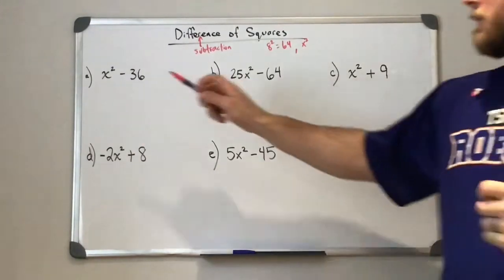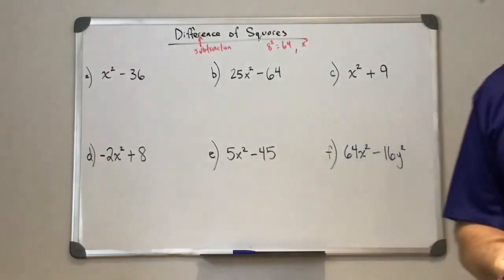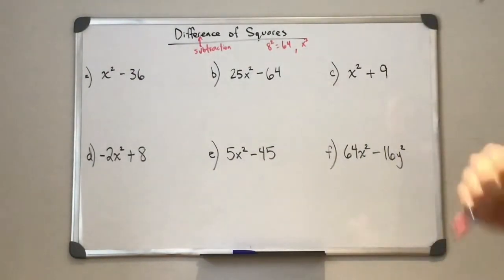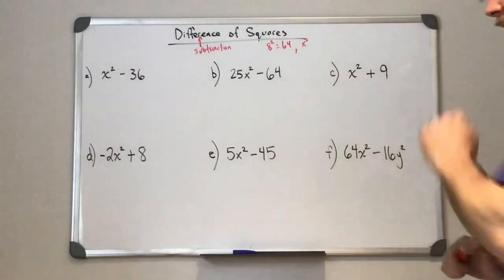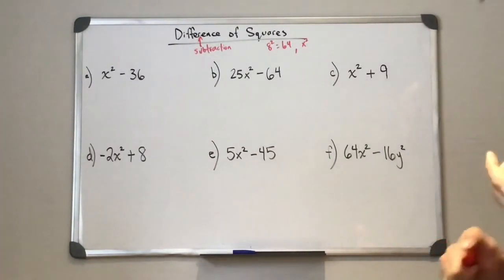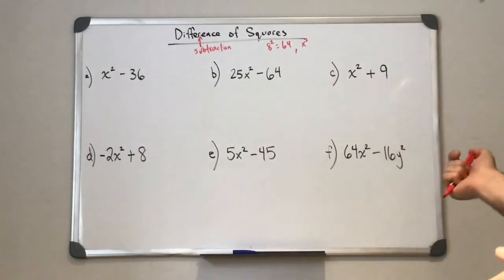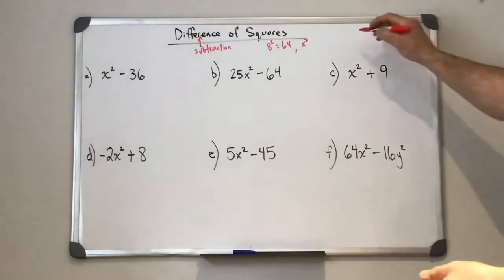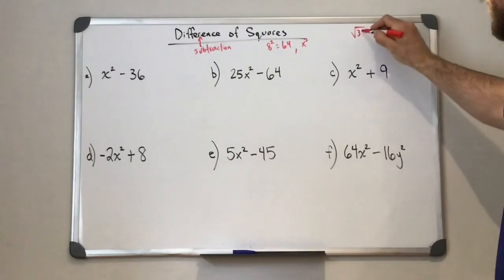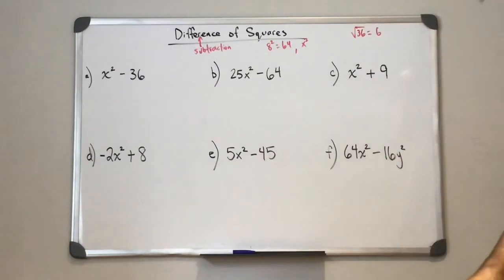So our first one, I'm going to make up a word here: square rootable. Can you square root these terms? If you can do it, then we've got ourselves a difference of squares question here. Okay, so can you square root x squared? Yes, you could get an x. Can you square root 36? Well, the square root of 36, we get 6. So yeah, this one's going to work out.